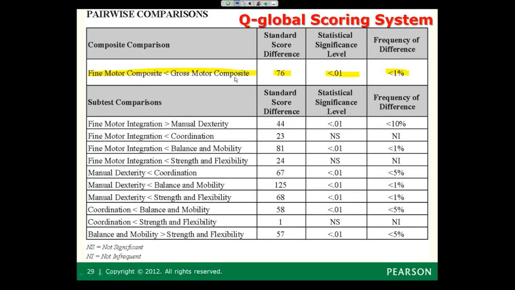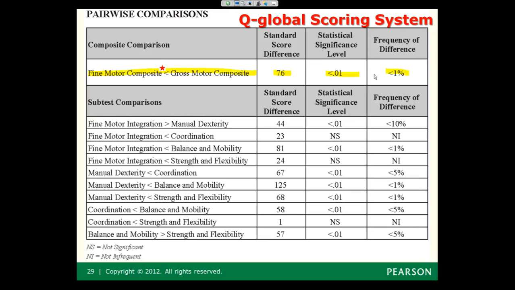So we know that level of difference between those two composites is not only statistically significant but also clinically significant. So I would start to think about tailoring our treatment toward fine motor skills. We see that's a significant weakness.